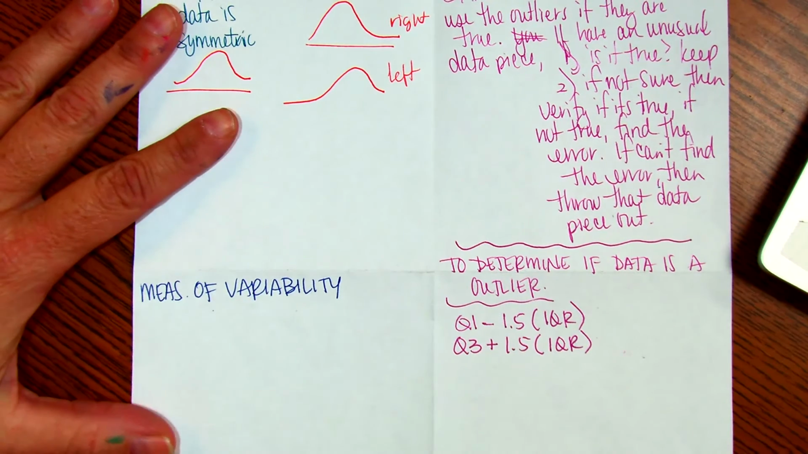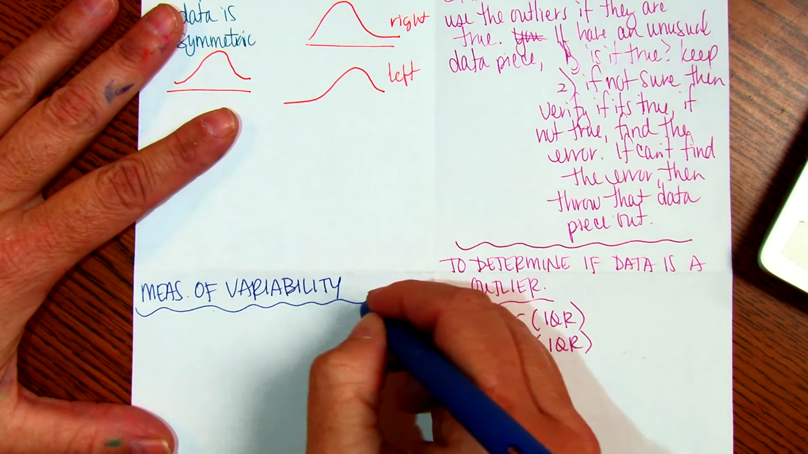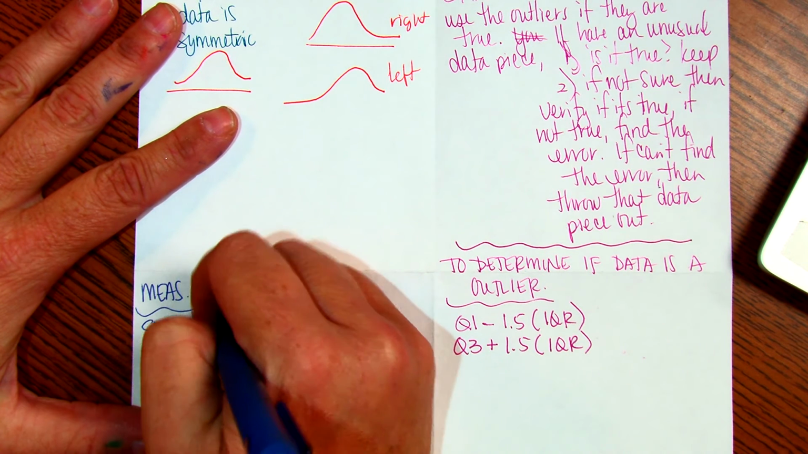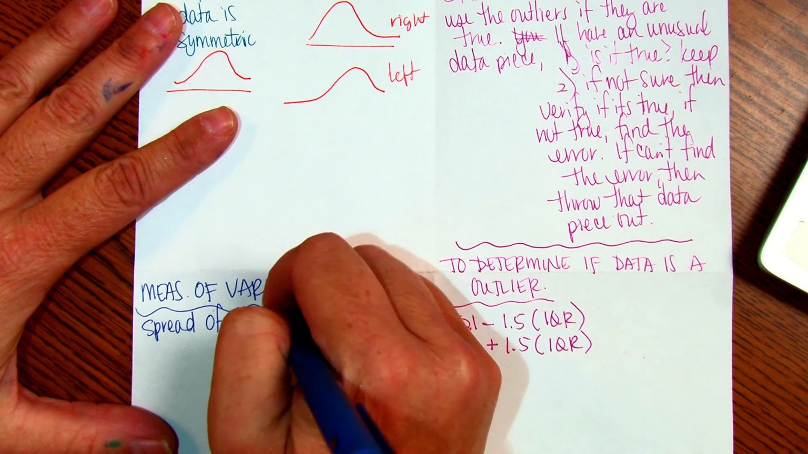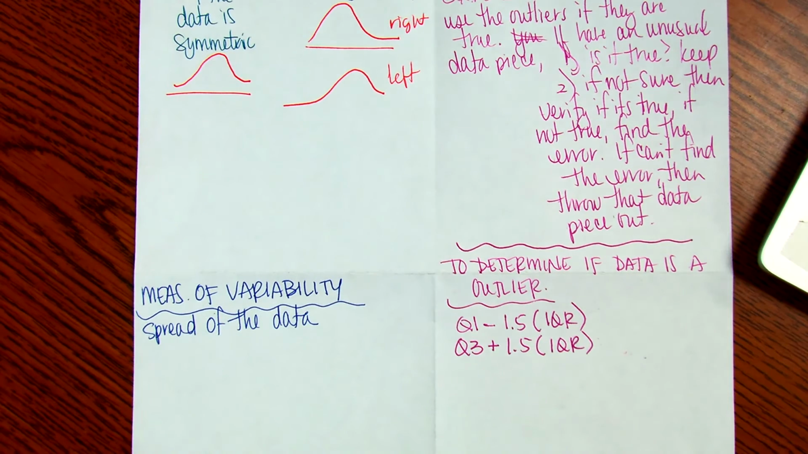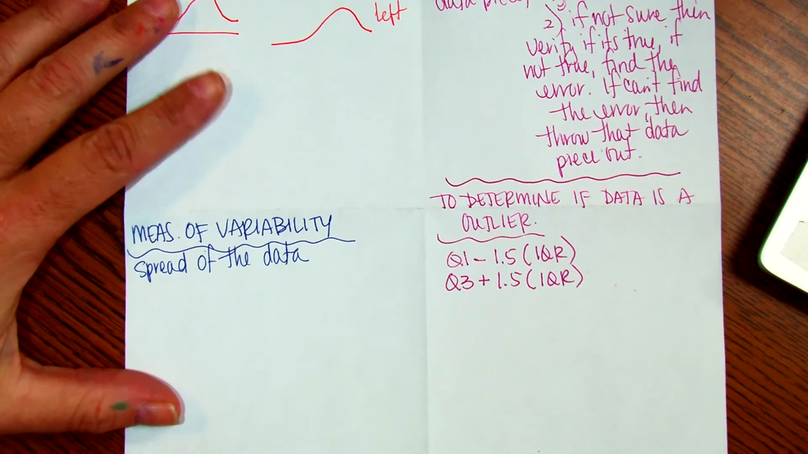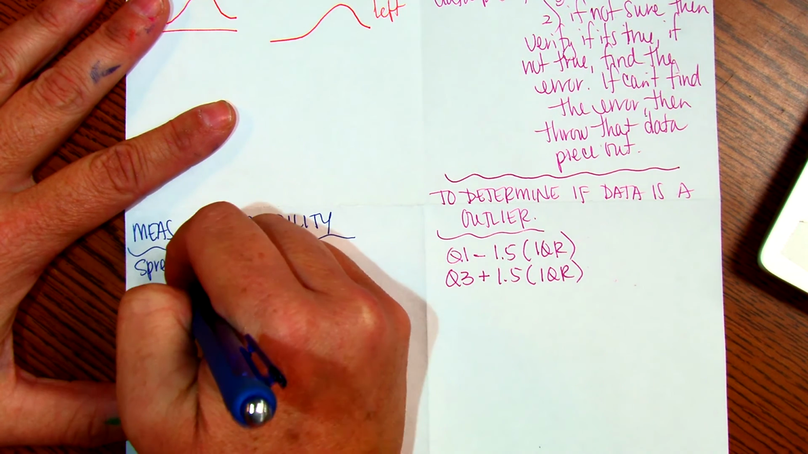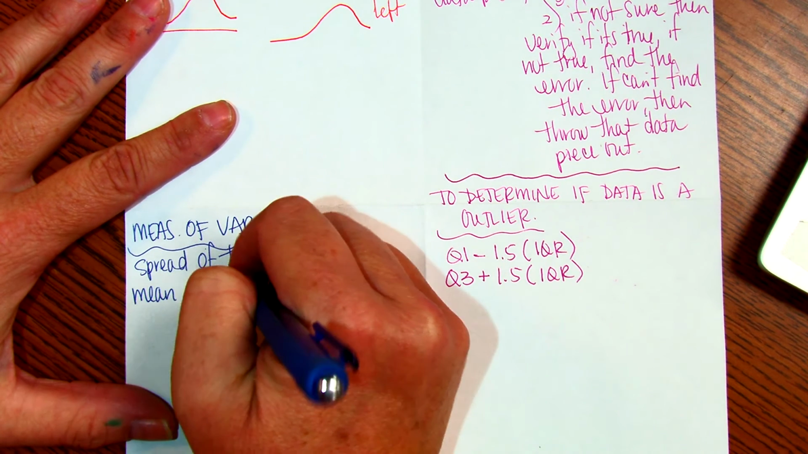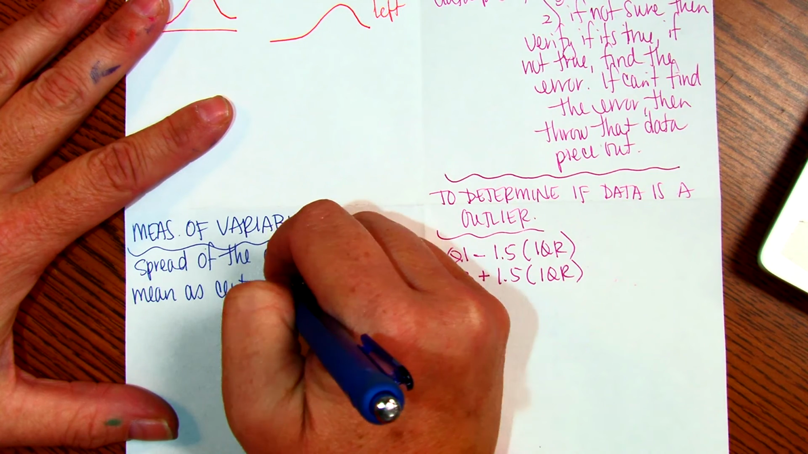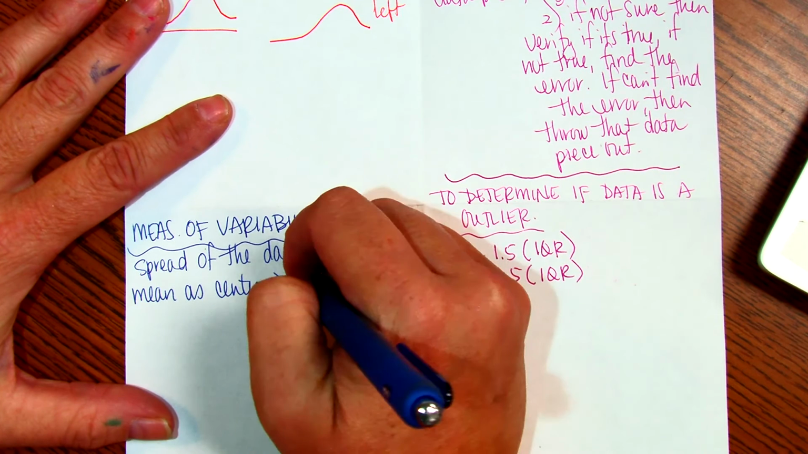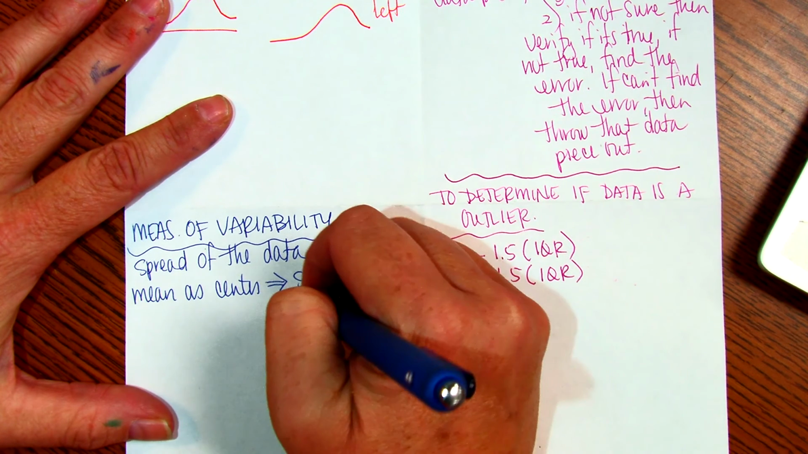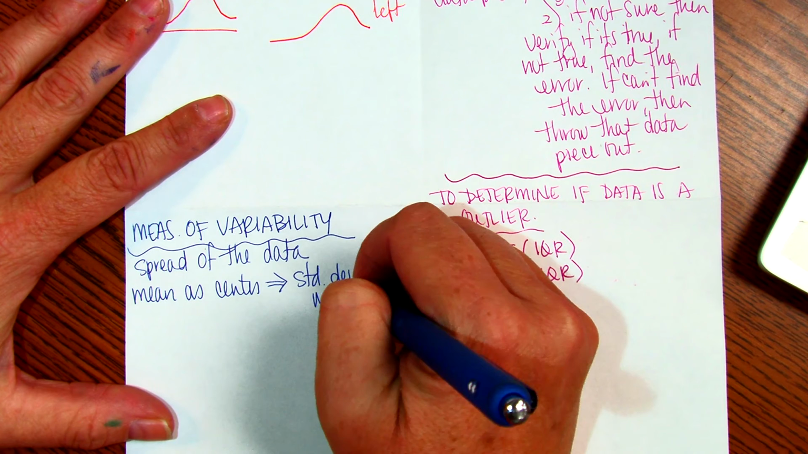So the measures of variability talked about what is the spread of the data. Okay? And so when we used the mean as the center, then we have to use the standard deviation, or the MAD, as variability.